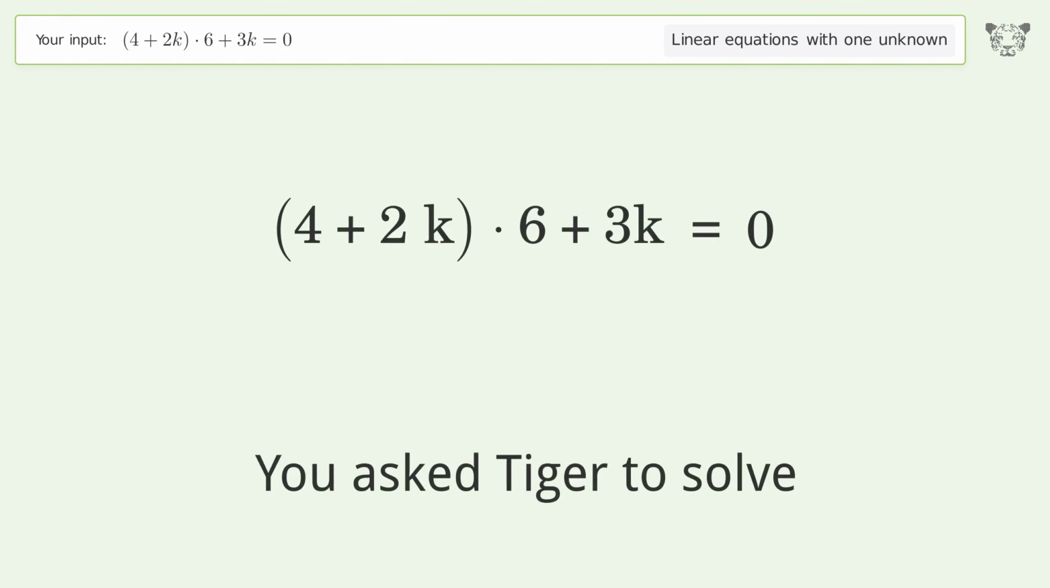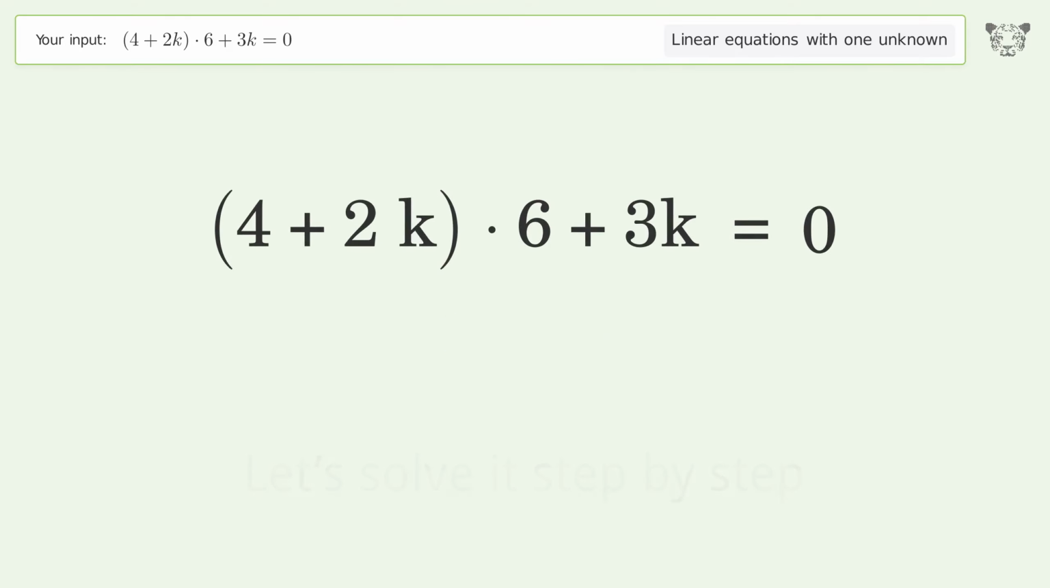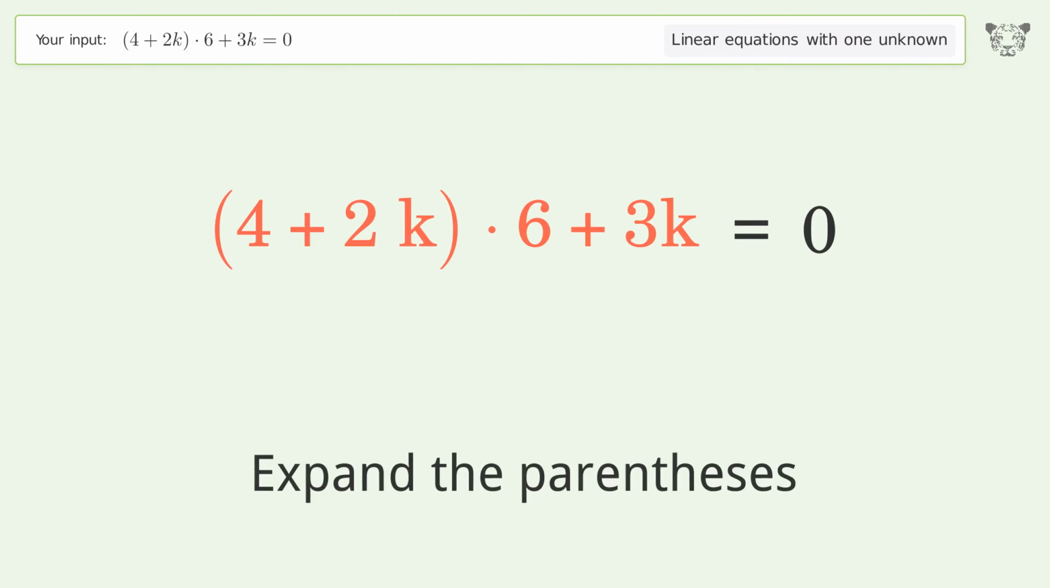You ask Tiger to solve. This deals with linear equations with one unknown. The final result is k equals -8/5. Let's solve it step by step. Simplify the expression. Expand the parentheses.